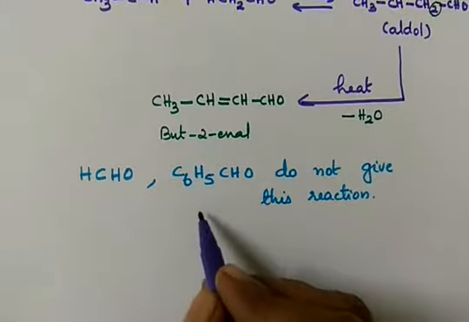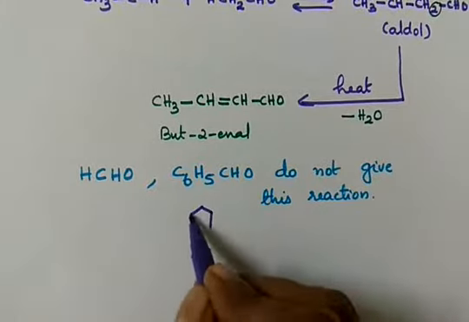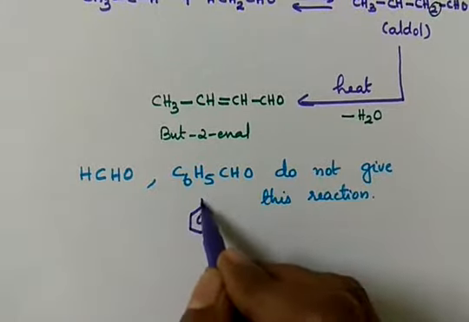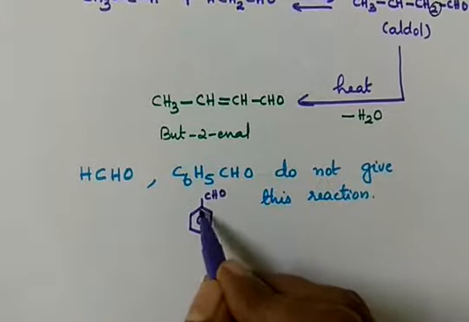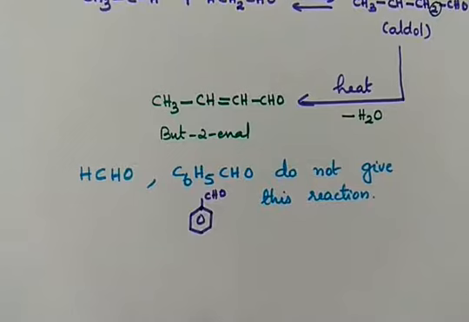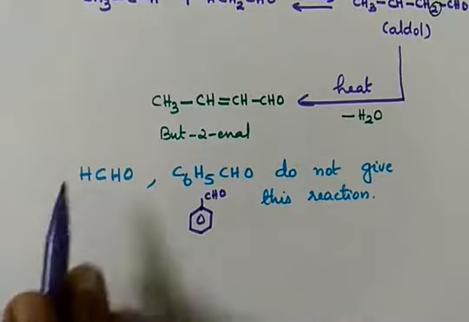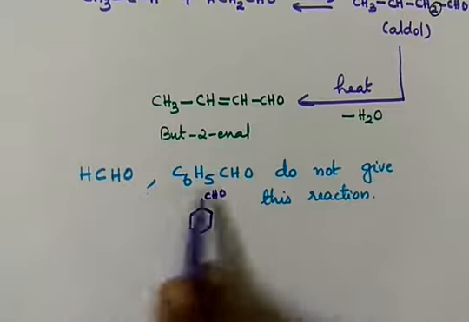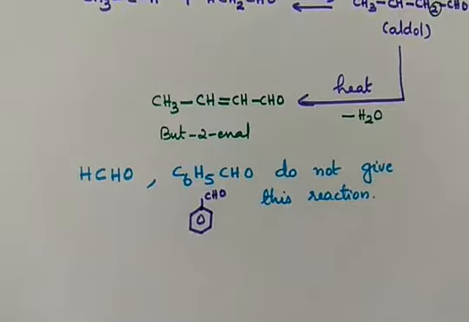Okay, in benzaldehyde, see the structure of benzaldehyde. This is benzaldehyde. Okay, so here this is the alpha carbon. So in alpha carbon, no hydrogen is present. Here also no alpha carbon is present. So no alpha hydrogen is present. So these two compounds do not give this reaction.